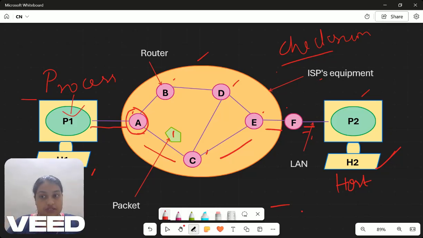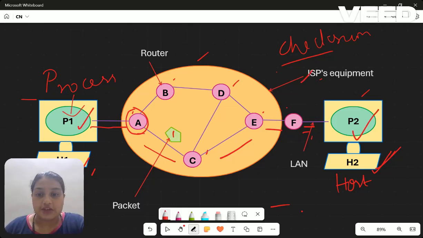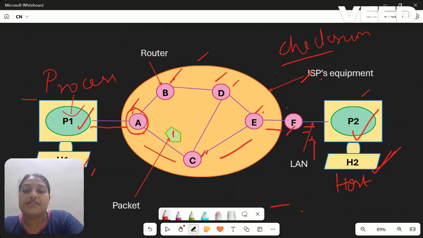We have to remember all these elements. We have a host H1 and a host H2. Inside host H1 we have a process P1, and inside host H2 we have a process P2. Then we have an ISP's equipment, and inside it we have routers A, B, C, D, and E. Outside the ISP's equipment we have router F in the LAN. Then we have a packet between A and C.